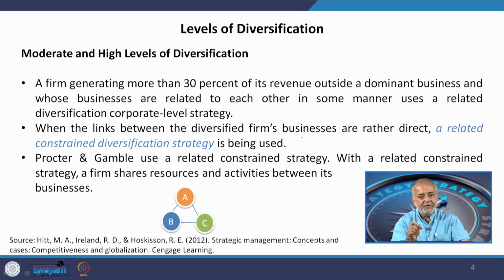When the links between the diversified firm's businesses are rather direct, a related constrained diversification strategy is being used. Procter & Gamble uses a related constrained strategy. With a related constrained strategy, a firm shares resources and activities between its businesses. Similar kinds of raw material, similar kinds of suppliers, similar technological inputs, similar software can be shared, and so on, and you can put up a picture wherein the common chord traverses between these diversified portfolios of businesses.